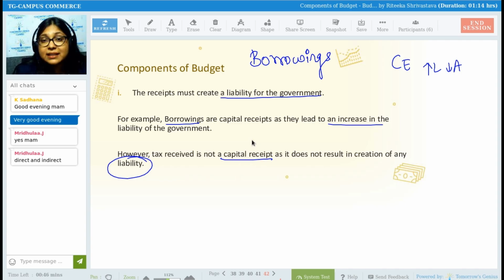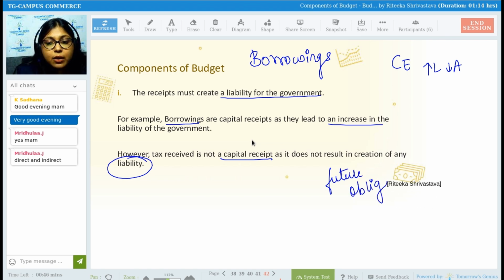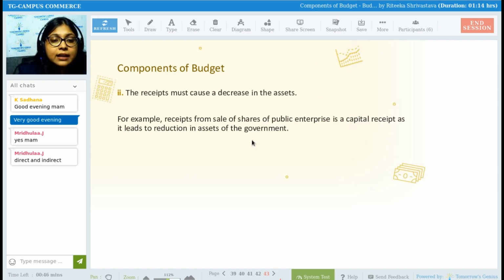So if you remember, we said that under revenue receipts, there are no obligations. But under capital receipts, there are future obligations. Obligations means they have to repay the money in future. Under capital receipts, money needs to be repaid in the future, whereas under revenue receipts, there was no future obligation, nothing in future the government had to give back.